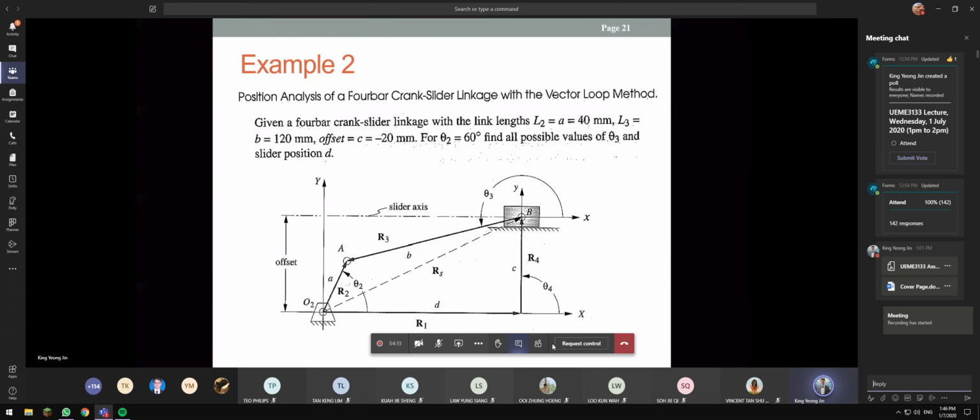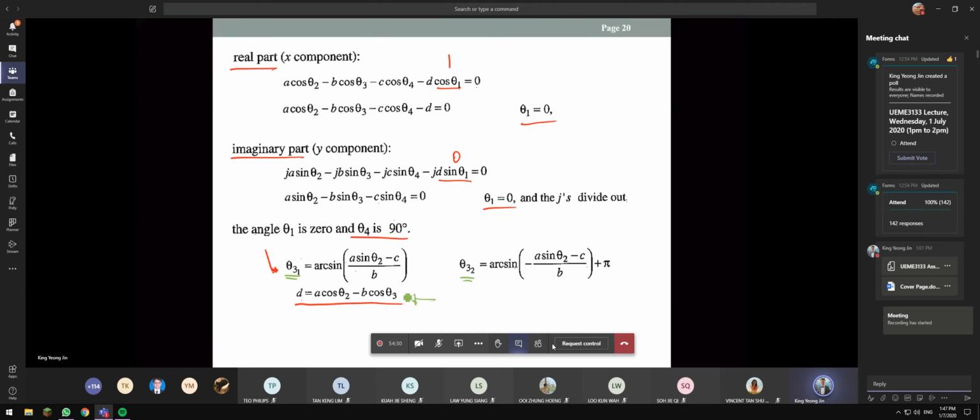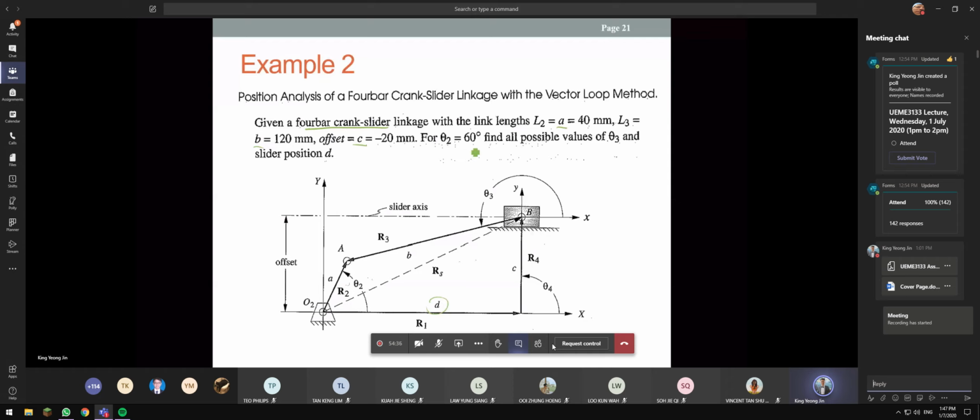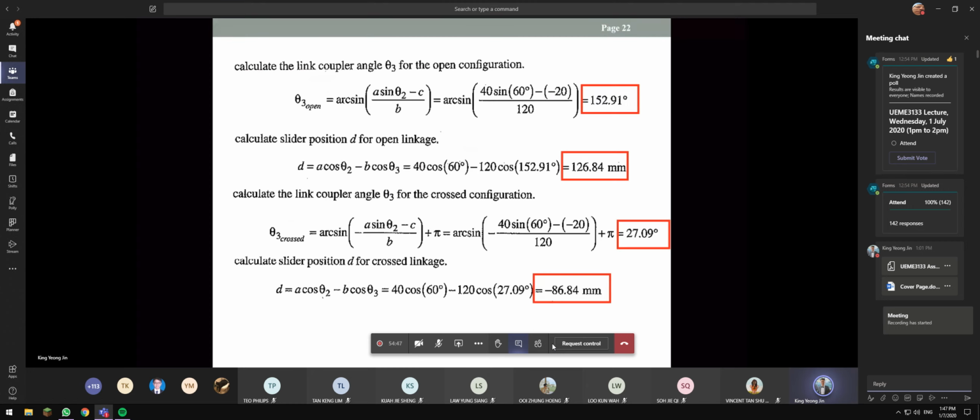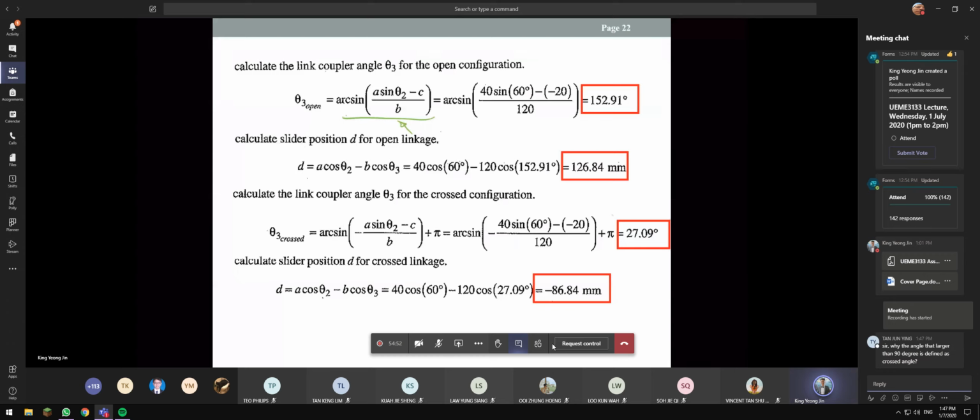So now we can look at one example here. We get the 4-bar crank slider linkage. Again, it gives us A, B, C with that, because d is a function, so that's why d is not given. D is a function here: A cos theta 2 minus b cos theta 3. Given theta 2 is 60 degrees, we can find all the possible ways. That's why we have open circuit, cross circuit, and also the slider position. We have the formulas that we derived just now.